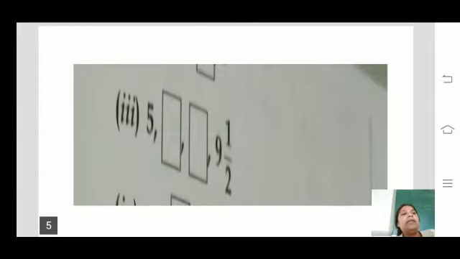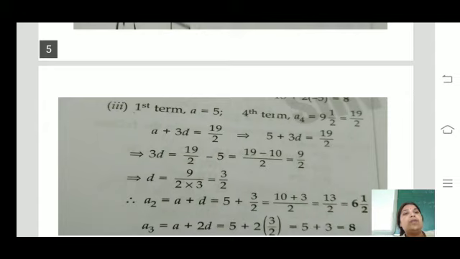Now similarly let us solve the third bit. For the third bit we have the given value of the first term, that is A is known, that is 5. The second and third terms we want to calculate. The fourth term is given 9 and 1 by 2. Now let us see how to solve this. To solve this, first the known values, that is A equals 5. Fourth term 9 and 1 by 2. 9 and 1 by 2 can be written as 19 by 2.